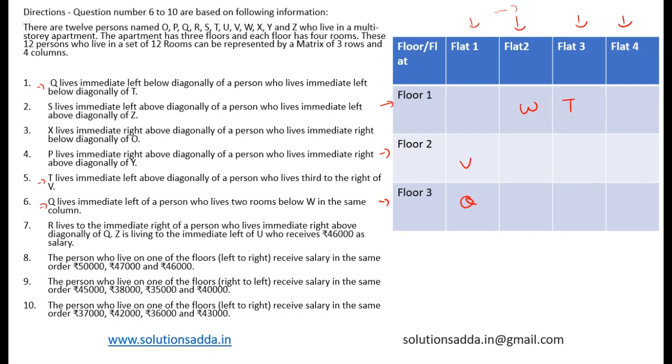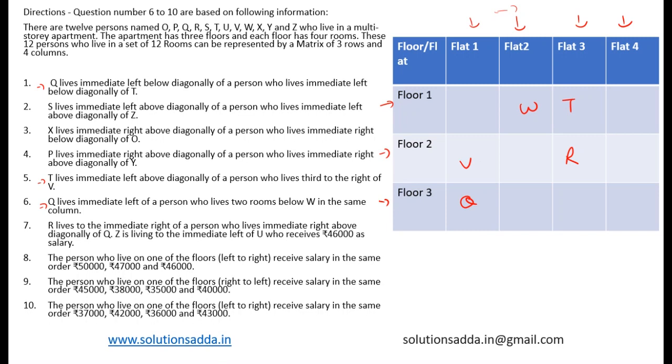Now the next point given is: R lives to the immediate right of a person who lives immediate right above diagonally of Q. Based on that, we can place R here. Also, some information regarding the salary is given, but let's ignore it for now.